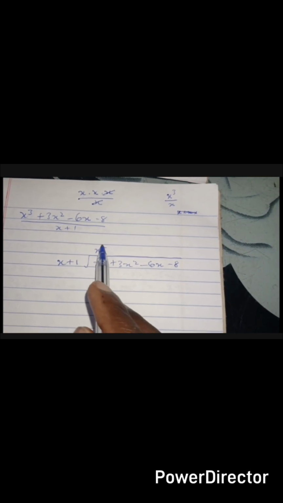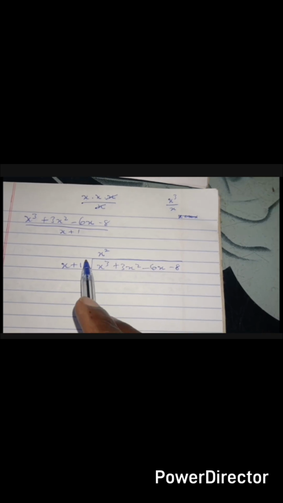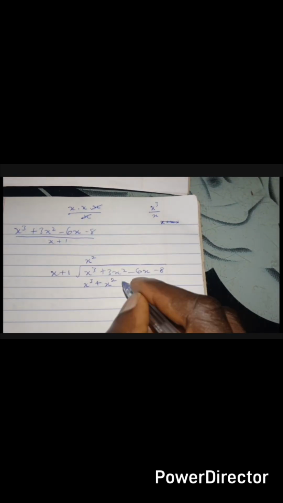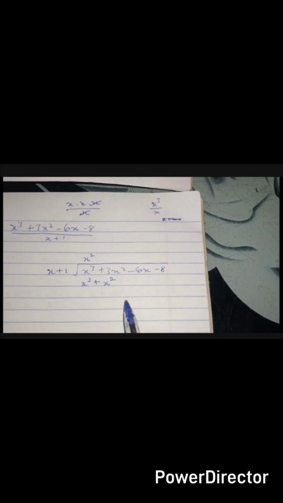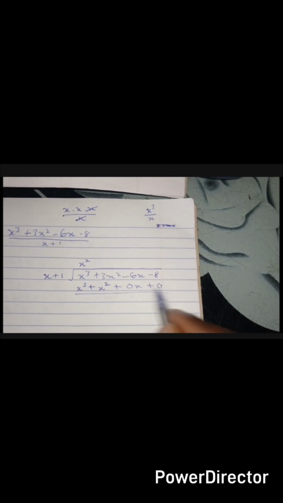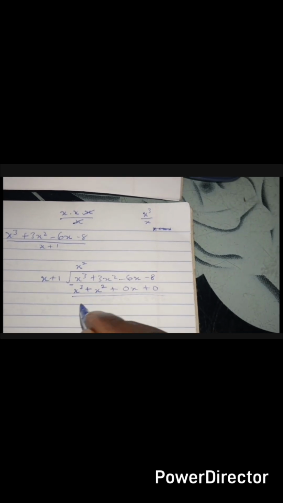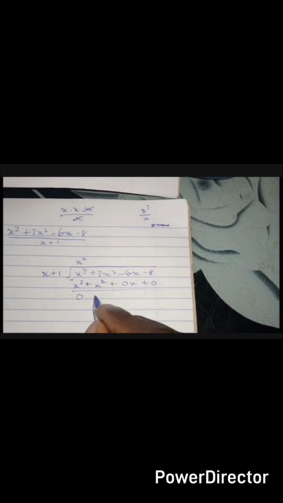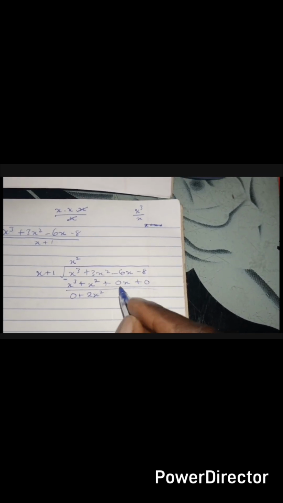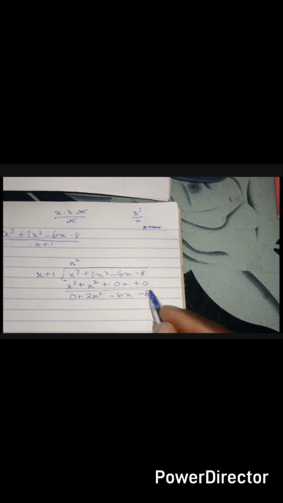Now after getting x squared, what we do is that we use this x squared to multiply the entire thing here. You don't just multiply one and leave one, we multiply everything here. So x squared times x will give you x cubed, plus x squared times 1, x squared. Now in order for us not to get confused, let's just write 0x. Let's introduce zeros here. Then we subtract. Now x cubed minus x cubed is 0. 3x squared minus x squared, which is 2x squared. Then minus 6x minus 0 is minus 6x, and minus 8.